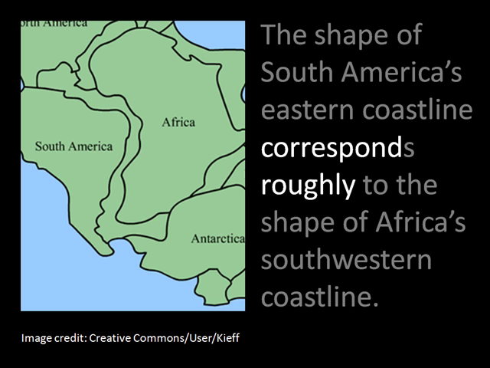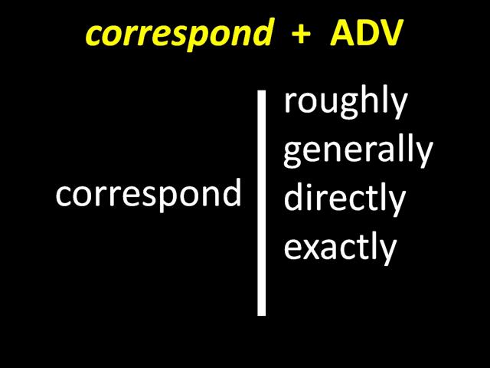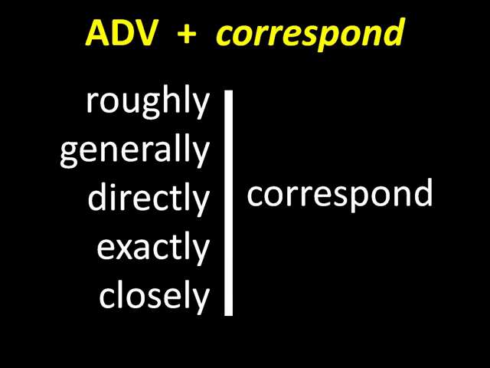It's worth mentioning that correspond roughly and correspond generally are pretty strong collocations in academic English. In other words, roughly and generally often occur together with correspond. In addition, you'll also frequently see the collocations correspond directly, correspond exactly, and correspond closely. Is that word order fixed, or can we use the adverbs in front of correspond as well? No, you can definitely put the adverb in front and say roughly correspond, generally correspond, and so on.